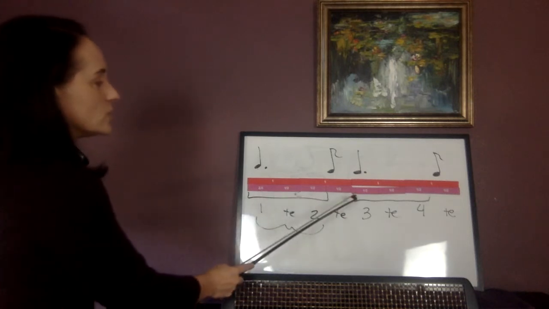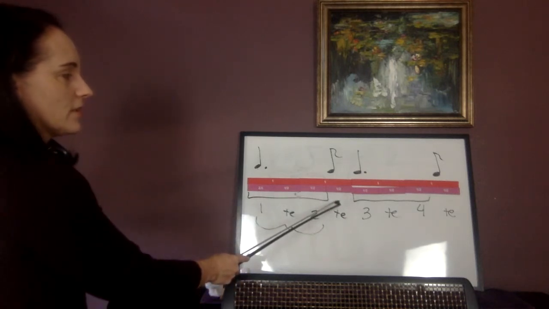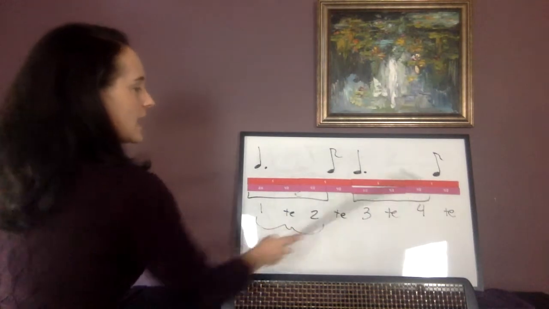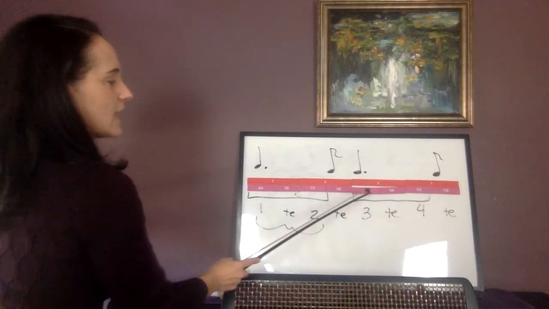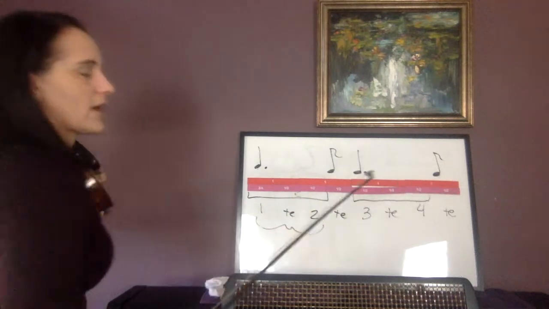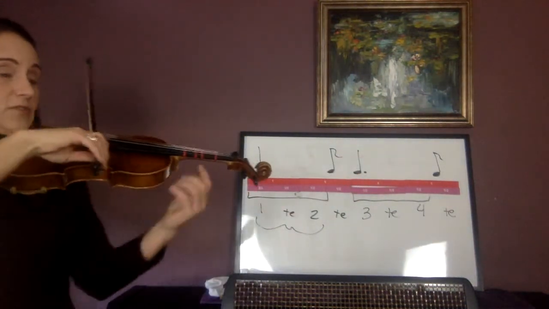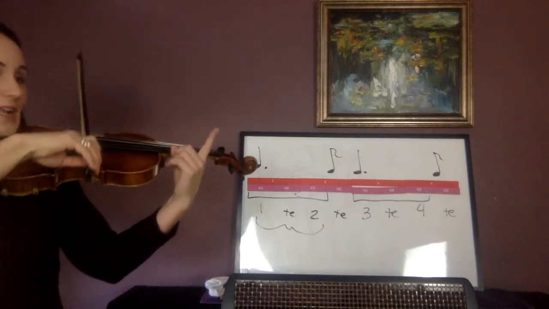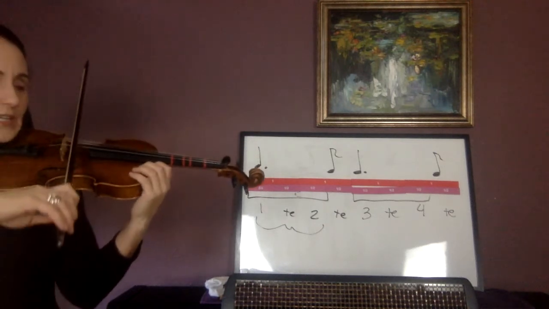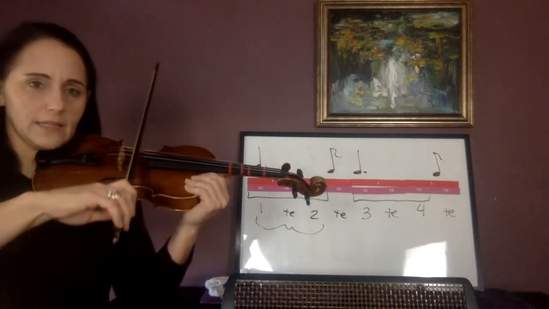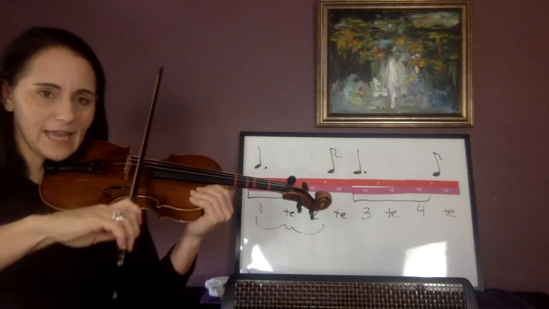1 te 2 te. That's when that note happens. 1 te 2 te. 3 te 4 te. Okay, play that, or just watch me play it. Listen to the clicks. Follow along there. 1 te 2 te. 3 te 4 te. Click click click. Click click click.